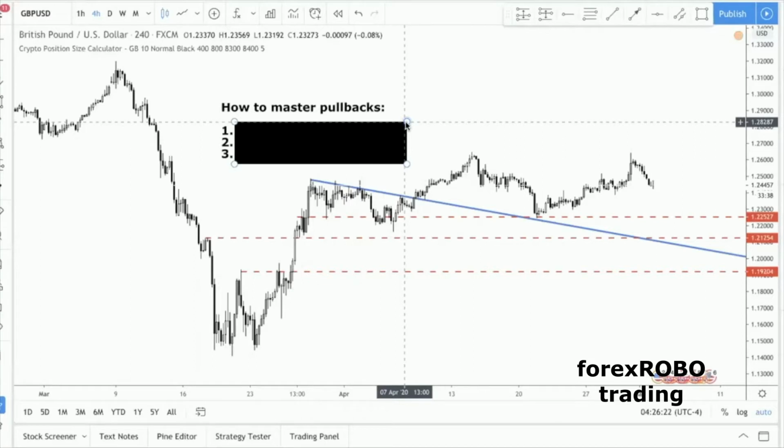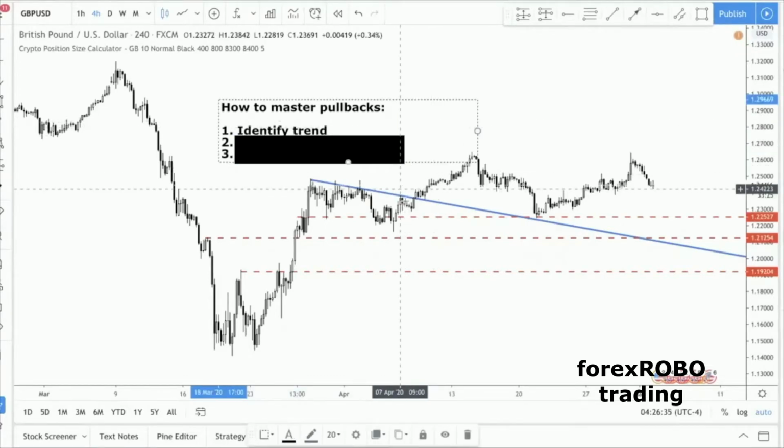I don't want to just give you the three steps and then you start running around with it, looking at your own charts, and you miss the point, you miss the context of what I'm trying to say over here, okay? So point number one is you want to identify the trend, okay?